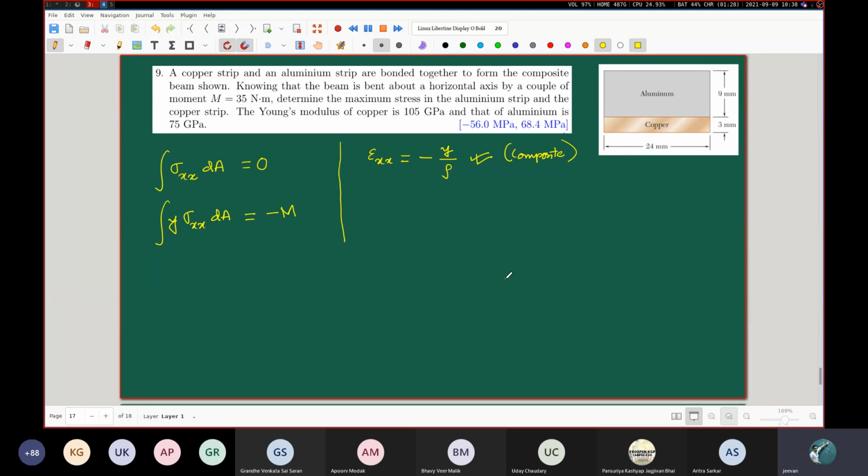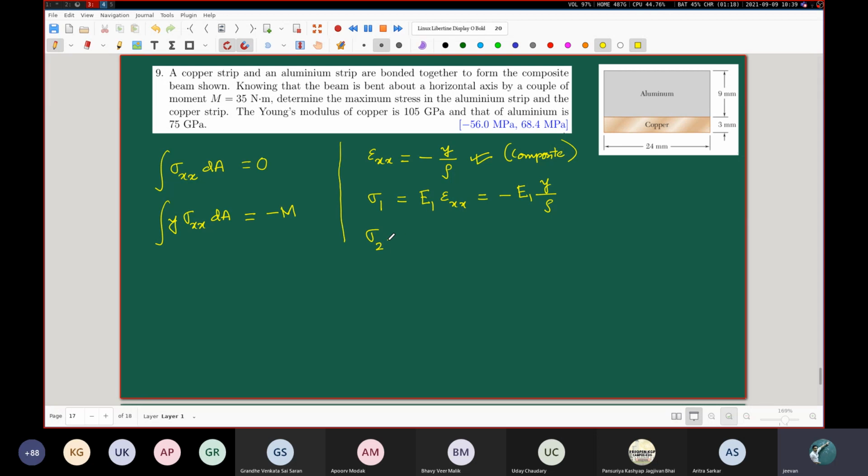So when we were developing these theories, we had very quickly written down the sigma xx in terms of this epsilon xx by appealing to Hooke's law. And we are going to do the exact same thing, except that today we have to write two different versions of the stress for the two different materials present. So for material 1, it is going to be E1, where E1 represents the Young's modulus of material 1, times epsilon xx. So basically we have minus E1 y by rho.